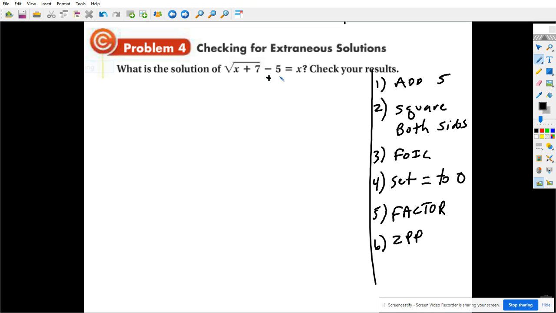So I'm going to go ahead and get the radical by itself. So I'm going to add 5. That will leave me with the square root of x plus 7 equals x plus 5, right? I can't combine those. So at this point right here, this is where you need to pay attention. I'm going to square both sides. On the left, easy peasy. It cancels the radical. On the right, I actually have to do x plus 5 times x plus 5. So I have to FOIL this out.